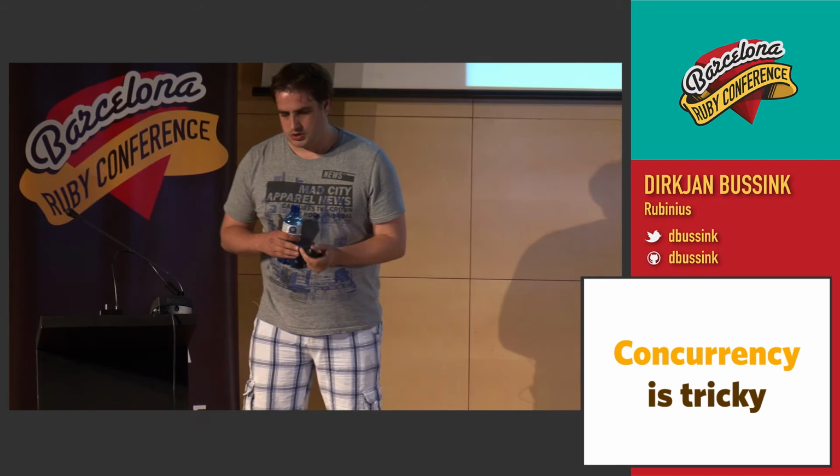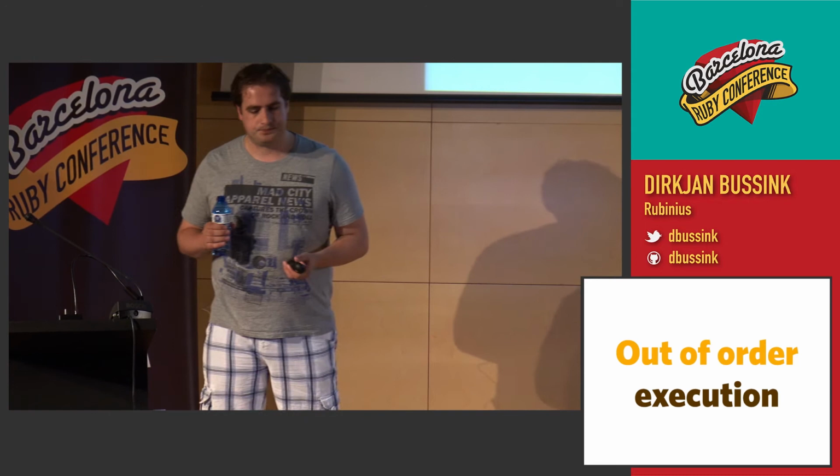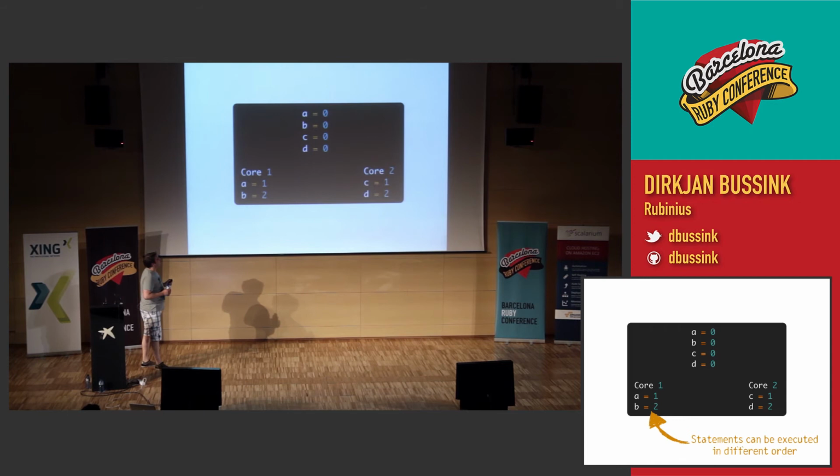One of the most important things is called out of order execution. I don't know, does everybody know about this stuff? Or there's a few people. So basically, imagine the following piece of code. This is somewhere in our initialization in our system. We have these four variables and we set them.